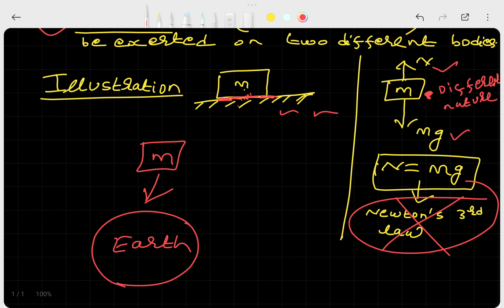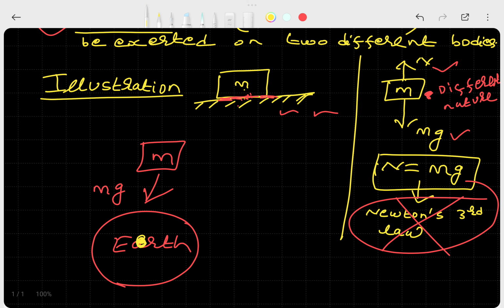Now in this case, how can you apply Newton's third law? See, mg is acting vertically downward, towards the center of the earth.